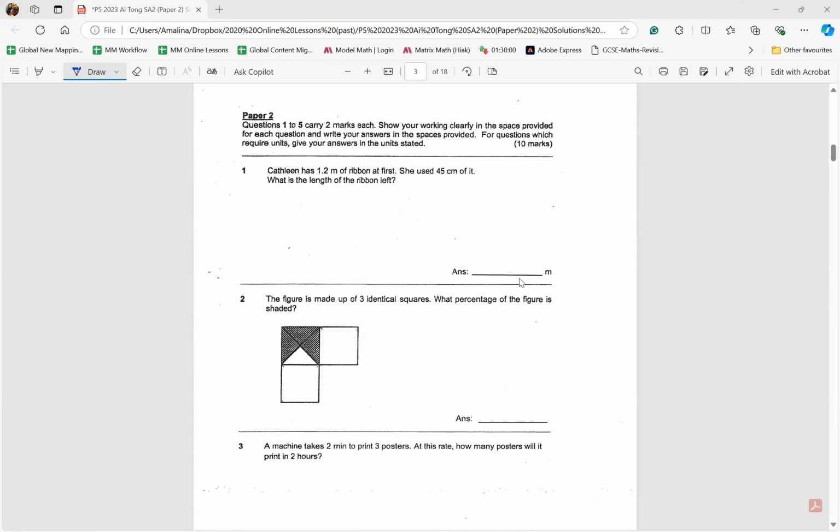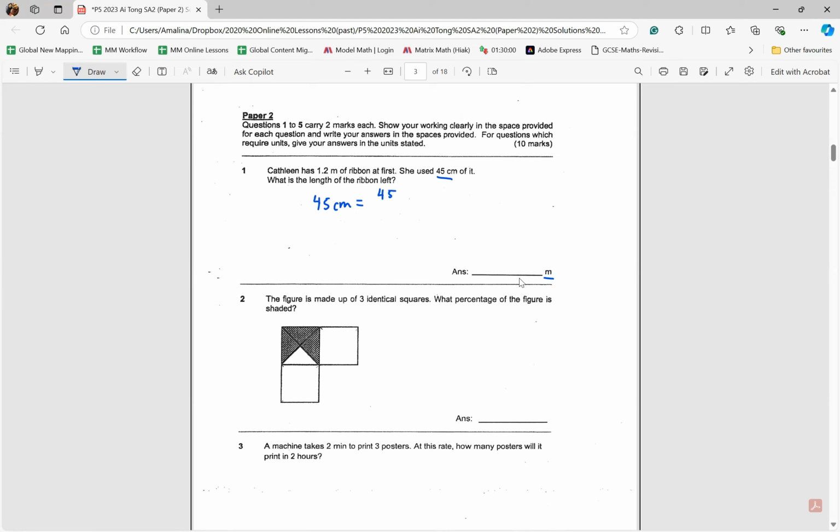Now, question number 1. Kathleen has 1.2 meters of ribbon at first. She used 45 cm of it. What is the length of the ribbon left? Now, if I look at the final answer, they require you to record your final answer in meters, which means I must change the 45 cm to meters. So 45 cm, I change to meters, will be 45 over 100 meters. Then this will give me 0.45 meters.